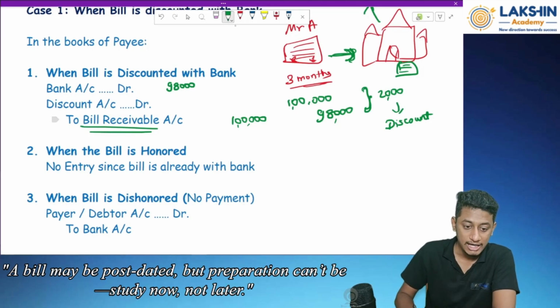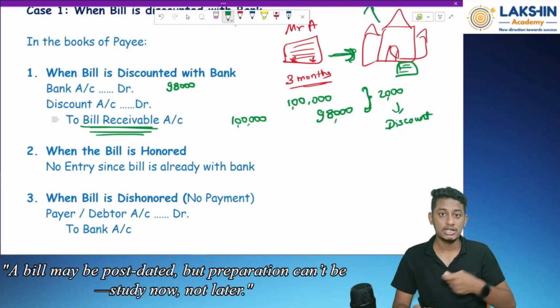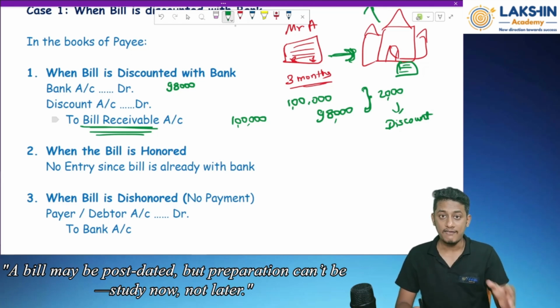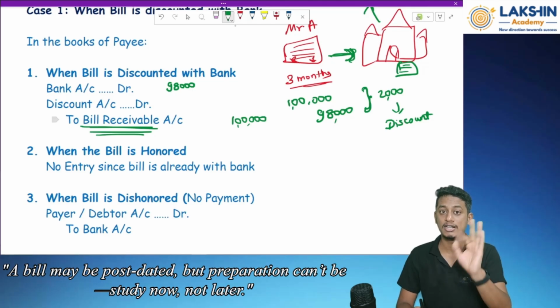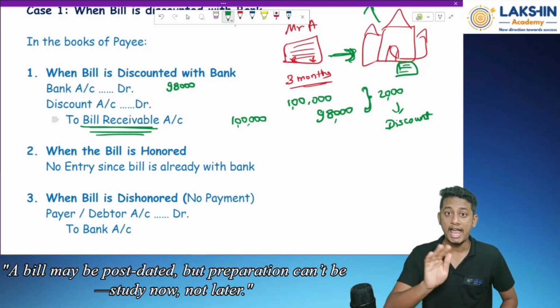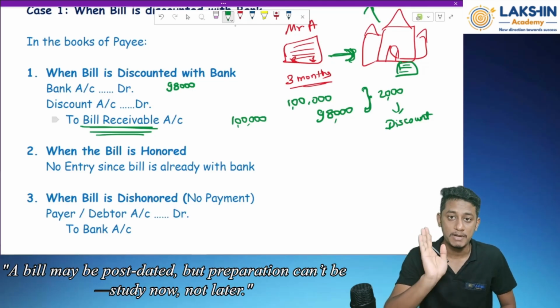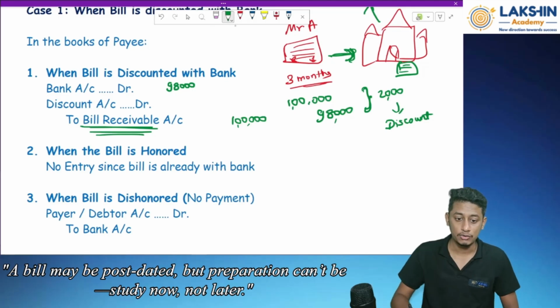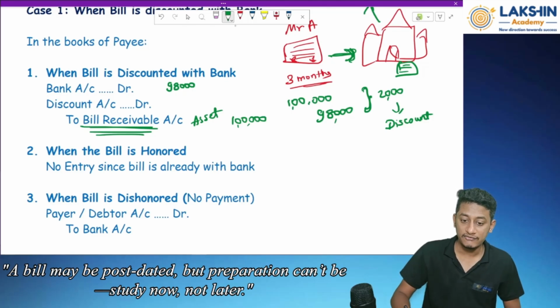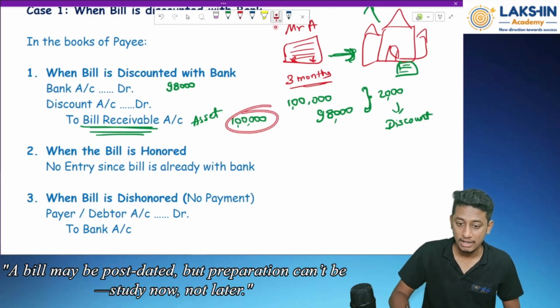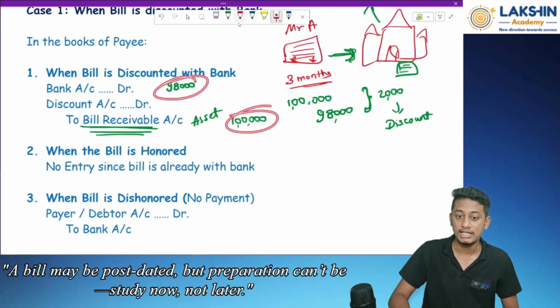So I have credited the bills receivable account because whenever the bill goes out of my books to the bank, the value in the bills receivable account should be made zero, because I will not be having the bill. So to reduce the value of an asset, I have credited the account. Clear? And the difference amount between 1 lakh rupees and 98,000 rupees is called a discount.